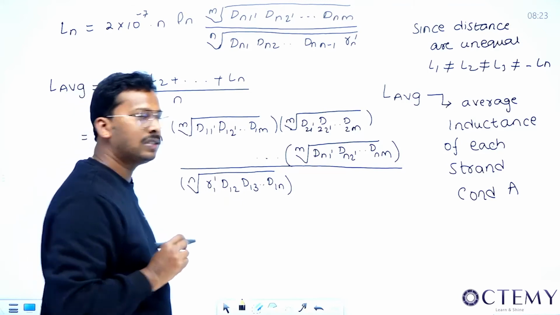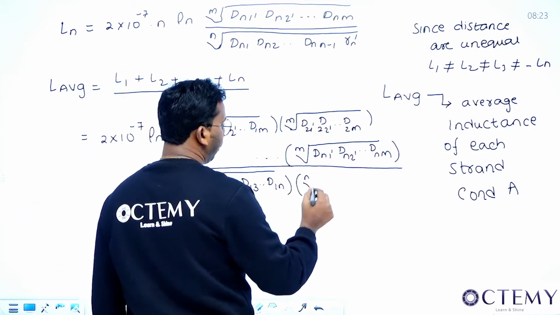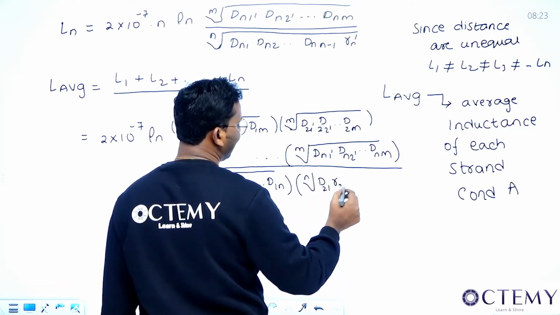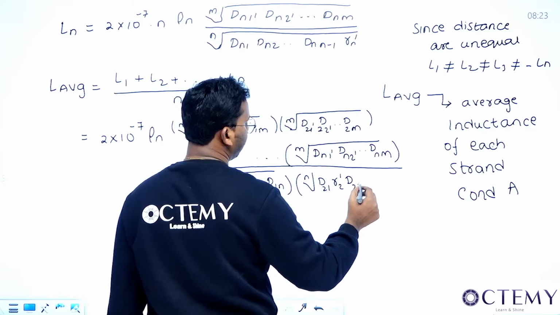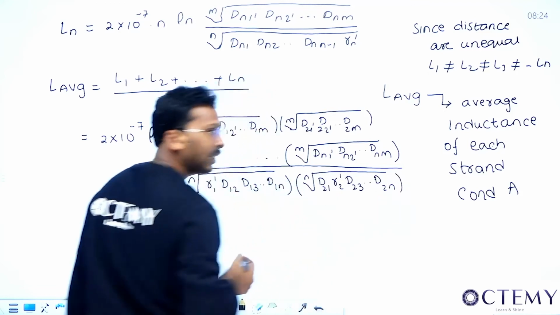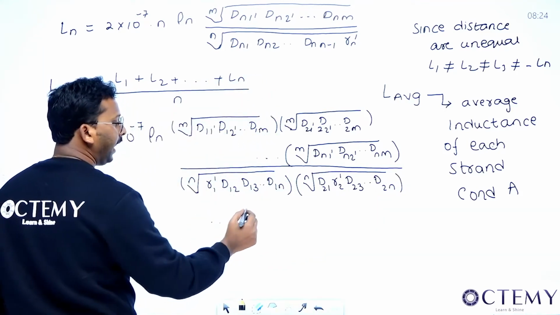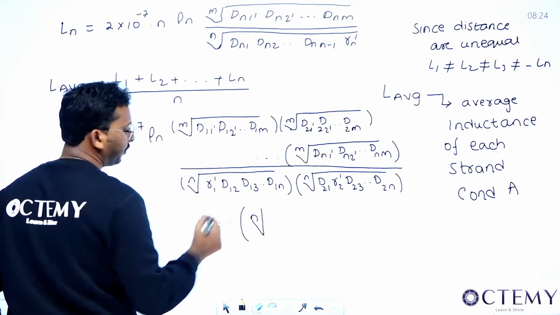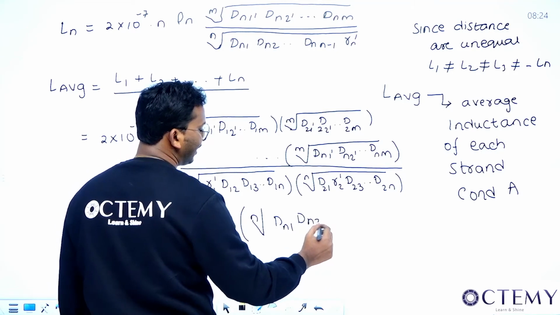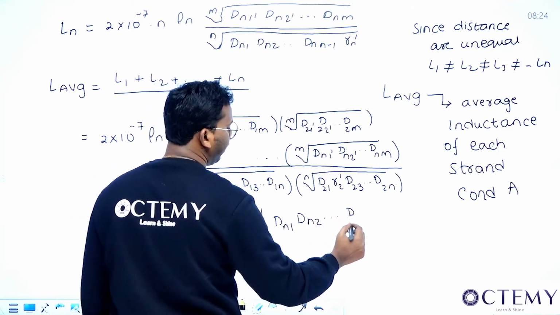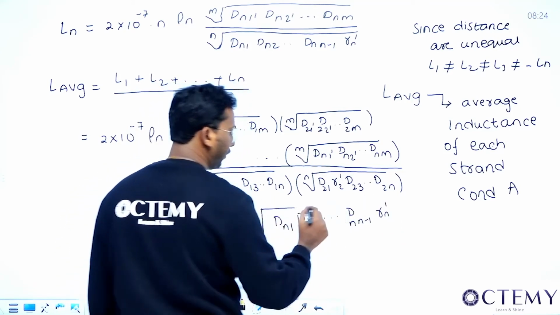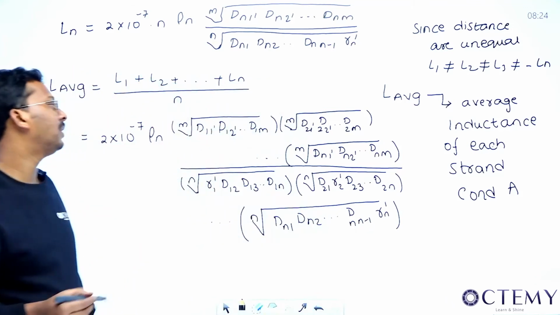Next, second nth root is there. That is nth root of d21, r2 dash, d23, and then so on d2n. This is the second term, and then so on. The nth term will be nth root of distance between the nth conductor and first conductor, distance between nth conductor and second conductor, and then so on. Distance between nth conductor and n minus 1th conductor, and rn dash. How many terms are there in the denominator?